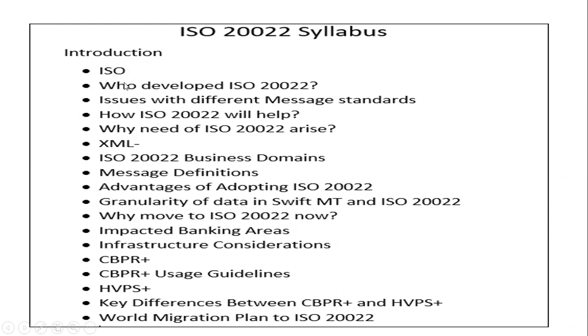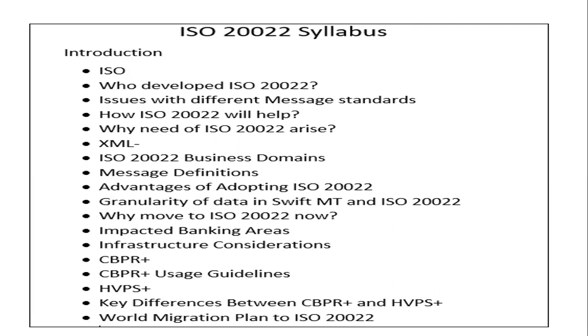It will start from the definition of ISO, who developed ISO 2022, issues with the different message standards, how ISO 2022 will help, what is XML, and the ISO 2022 business domain. So these are from scratch. You need to understand what and how, and what the advantages and disadvantages are, what CBPR+ and high value payment plus are, the key differences, what the world migration plan is, what the data granularity is, and the impacted banking areas. All those things are important for you to get started with the migration. You need to have the basics clear, and then you can pitch into your migration.